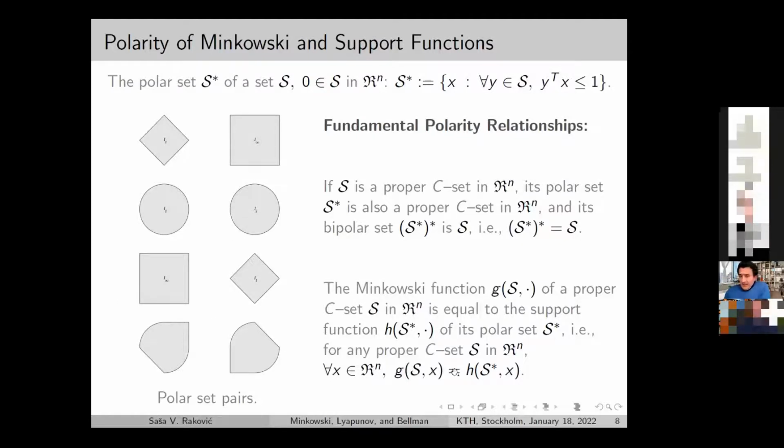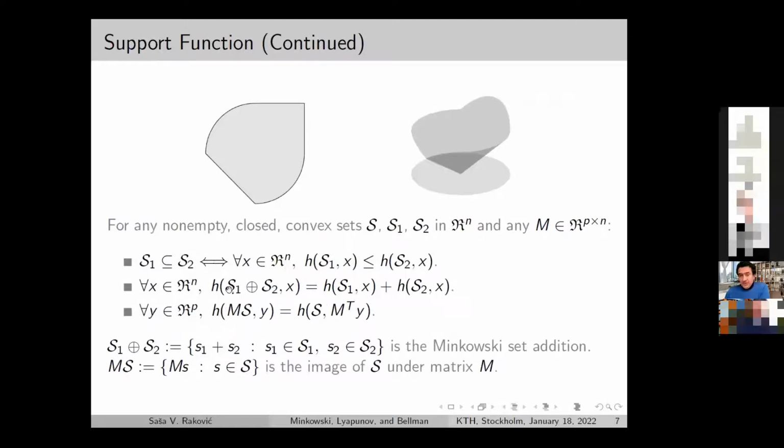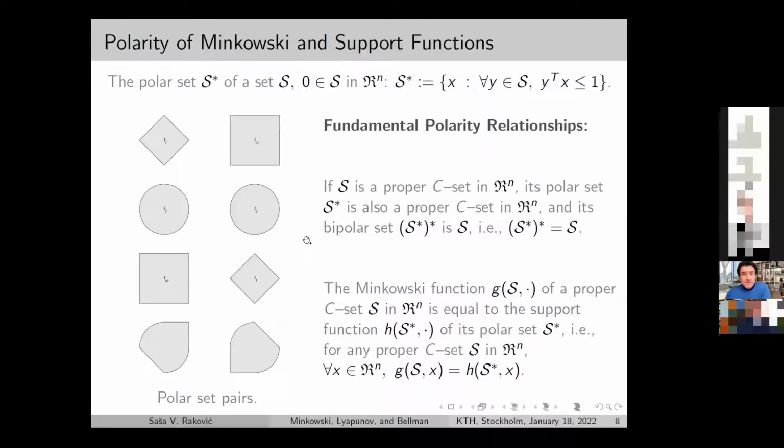So this property I would like you to take notice of: g of Sx equals h of S polar x. And I want you to take notice of these three properties. If you look at the sum, the support function over a Minkowski sum is a sum of support functions. If you look at the linear transformation, that's a support function over a suitably linearly transformed direction. And if we have this inequality between support functions, we have a set inclusion. Okay, so those few properties will be crucial for the further developments.